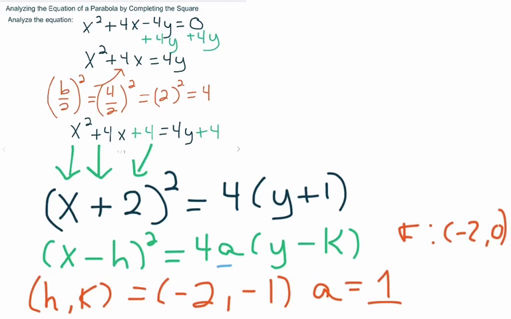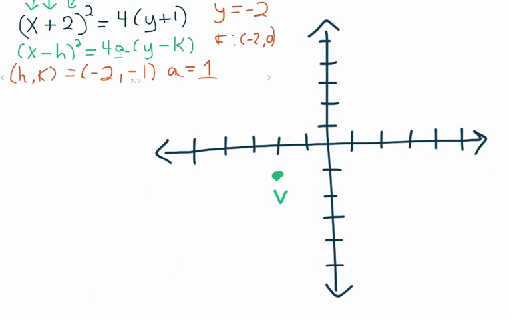Since we know a is equal to 1, we can also state that the directrix is at the line y equals negative 2. Since the directrix is of an equal distance from the vertex as the focus, just in the opposite direction. So y equals negative 2 is our directrix. Let's take a look at that on a graph. So here's our vertex at negative 2, negative 1.